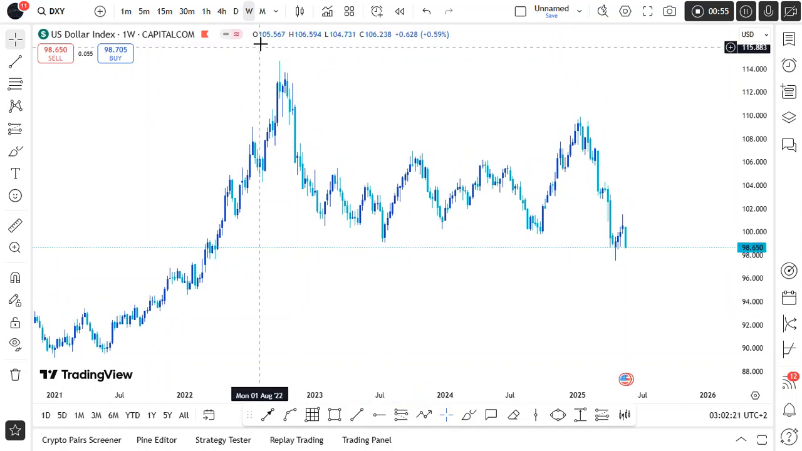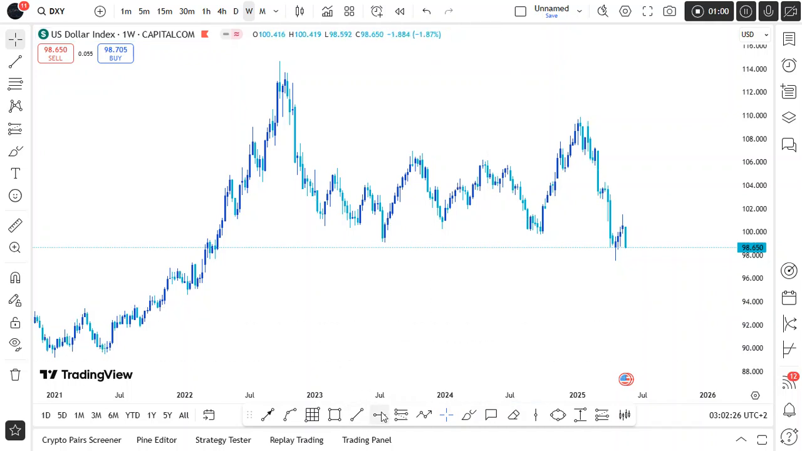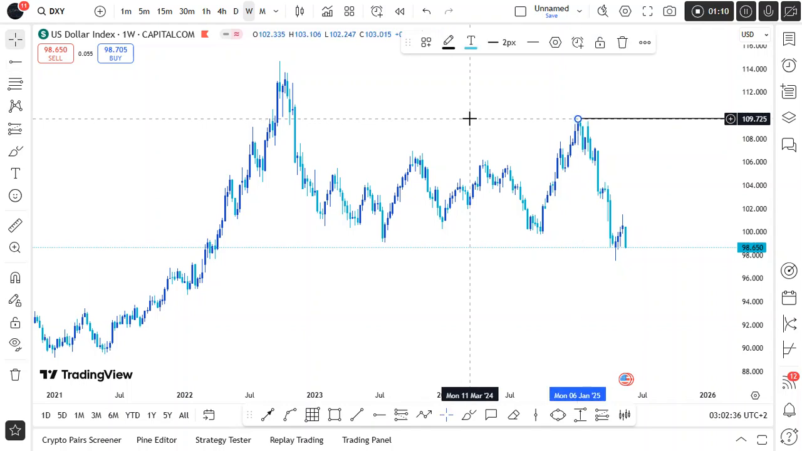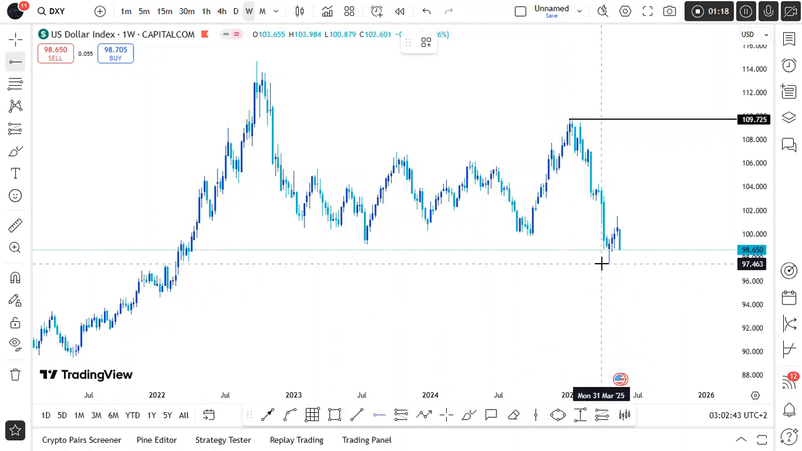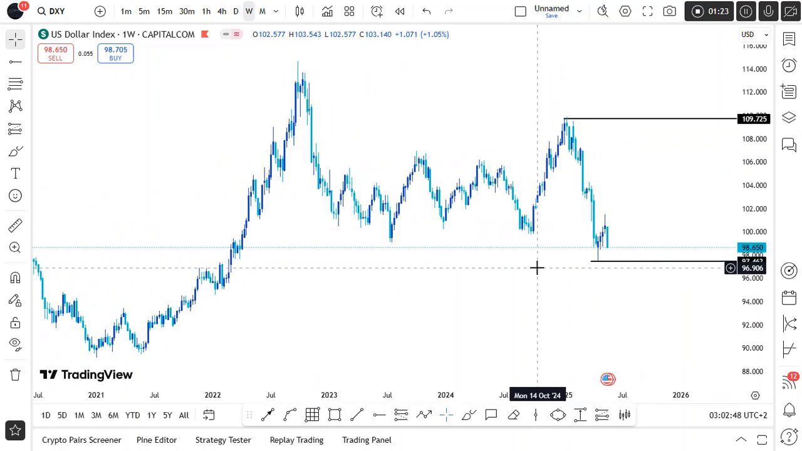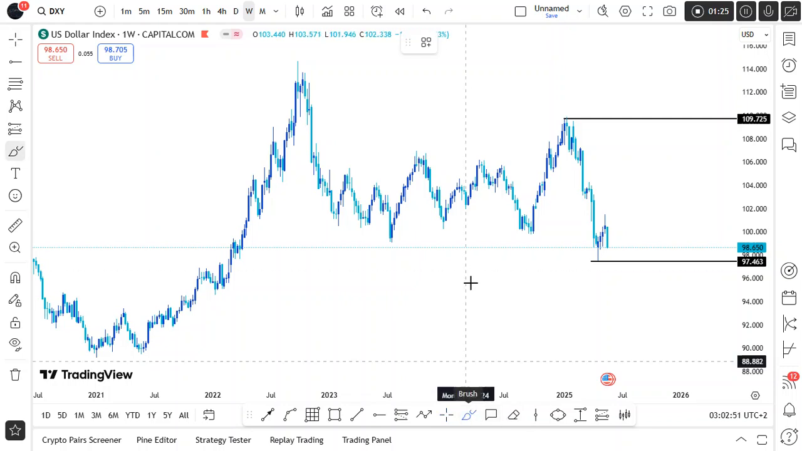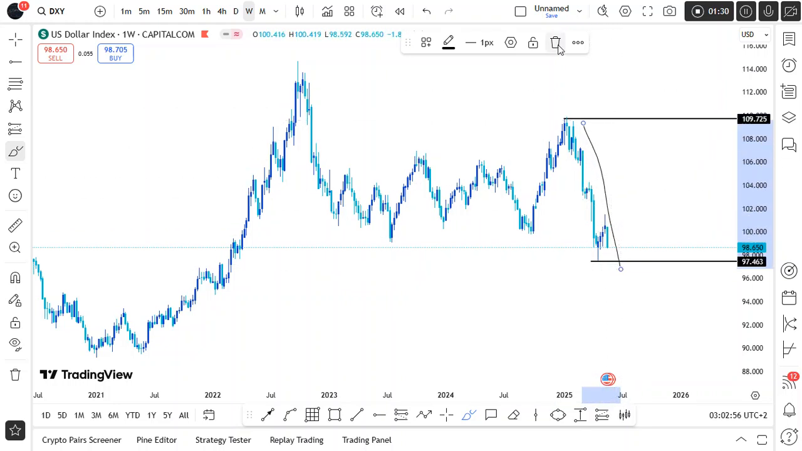As you can see, I'm on the weekly time frame. On the weekly time frame, I like to highlight my higher highs and my lower lows. Here is my higher high, and this is my current market lower low. So price is moving in a downtrend currently.